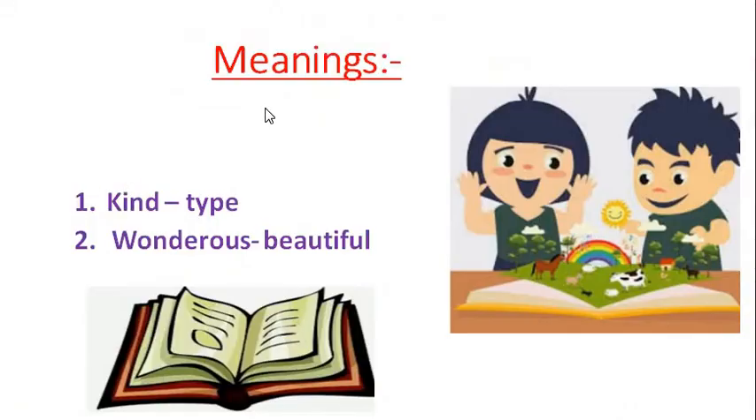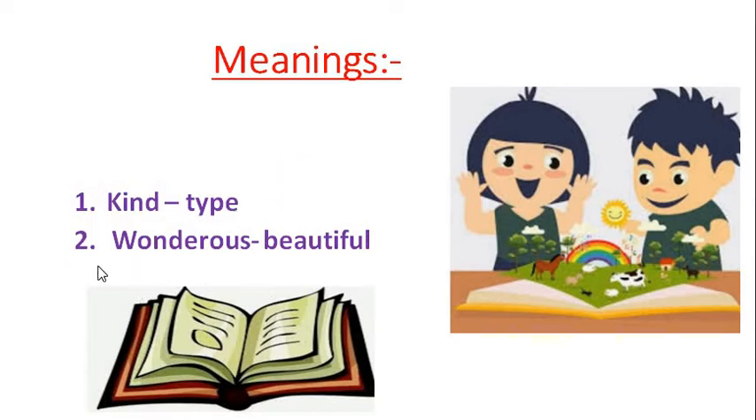Now see, meanings of this poem. Kind means type. Wondrous means beautiful. Kind, type, many kinds of people, many types of people. What is the meaning of kind? It means what it means in the poem. Kind means type, spelling T-Y-P-E, type. I think you all have done the homework, no? So you have written these meanings. I gave you the homework so that you can learn the meanings.